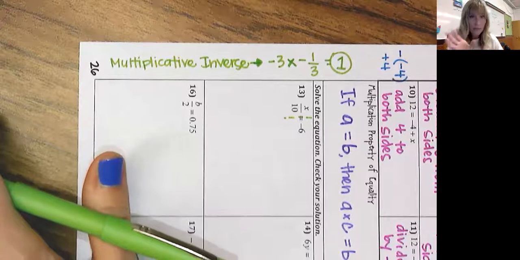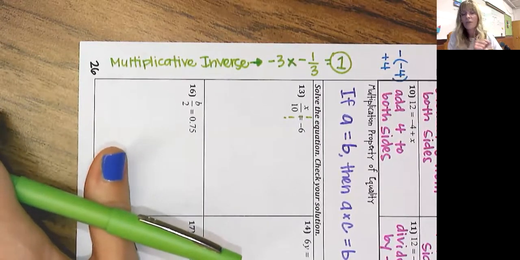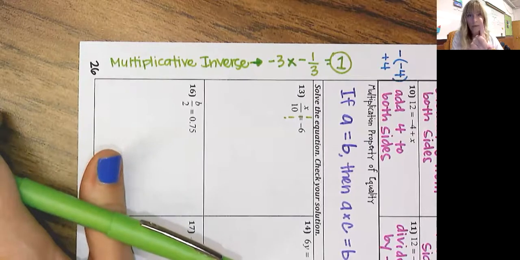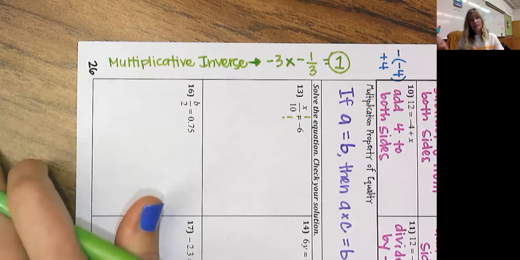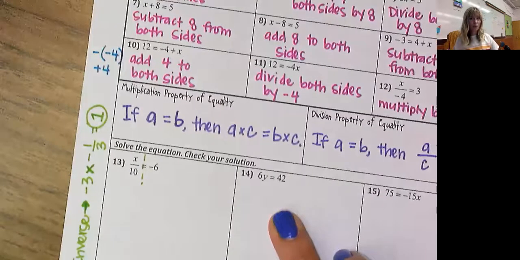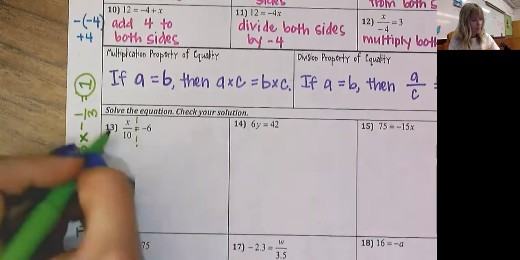So today, are you listening? Are you listening? This is really important. Today, we want to turn things into 1. Yesterday, we turned the number with the variable into 0. Today, we need to turn the number with the variable into a 1. So here's how we do that.